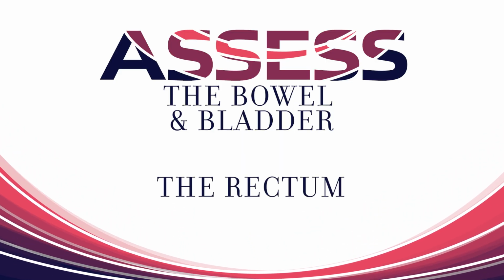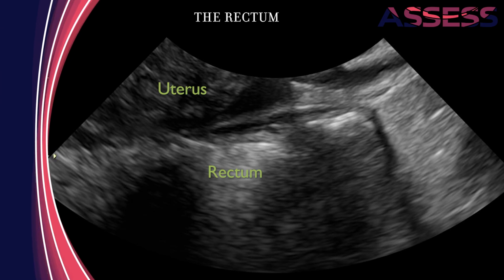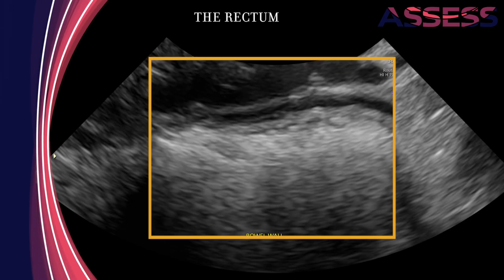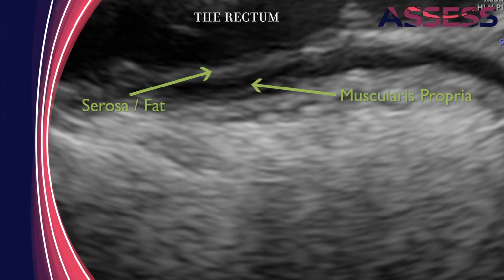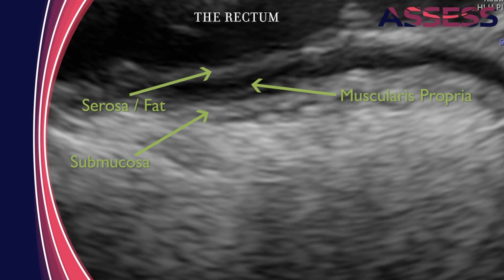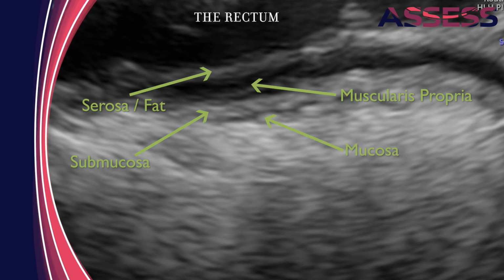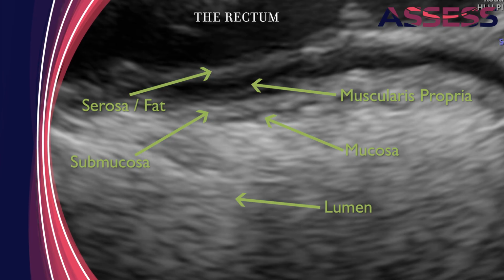The rectum. Normal rectal wall layers can be visualized on transvaginal ultrasound. The serosa and surrounding fat are hyperechoic. The muscularis propria is hypoechoic. The submucosa is hyperechoic, and the mucosa is hypoechoic. The lumen of the bowel often contains hyperechoic contents.